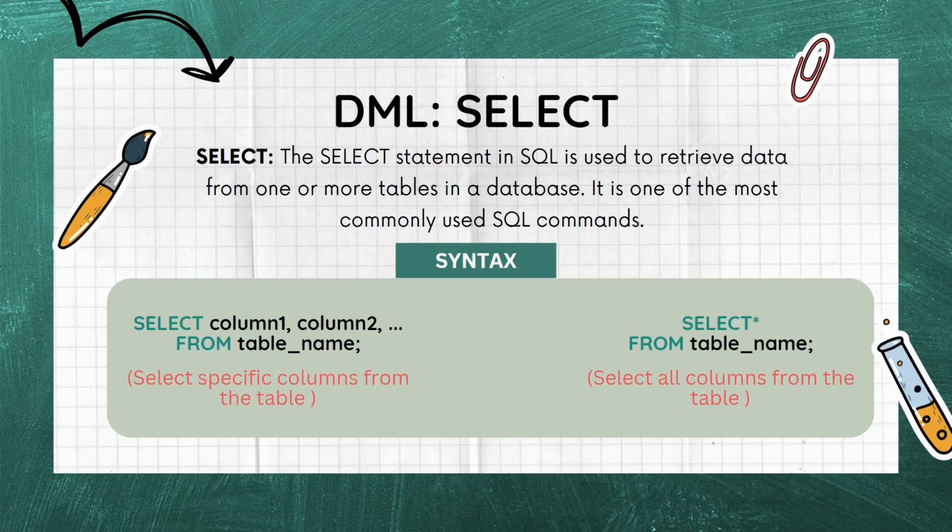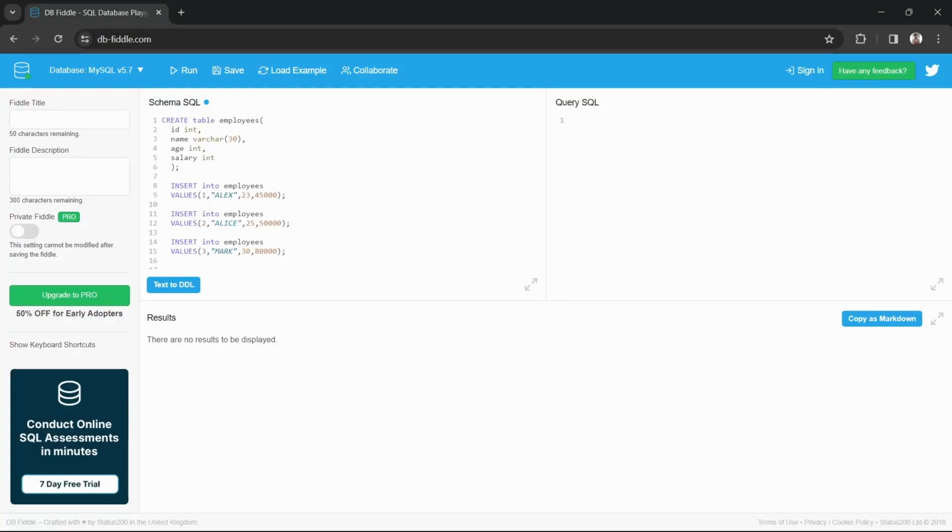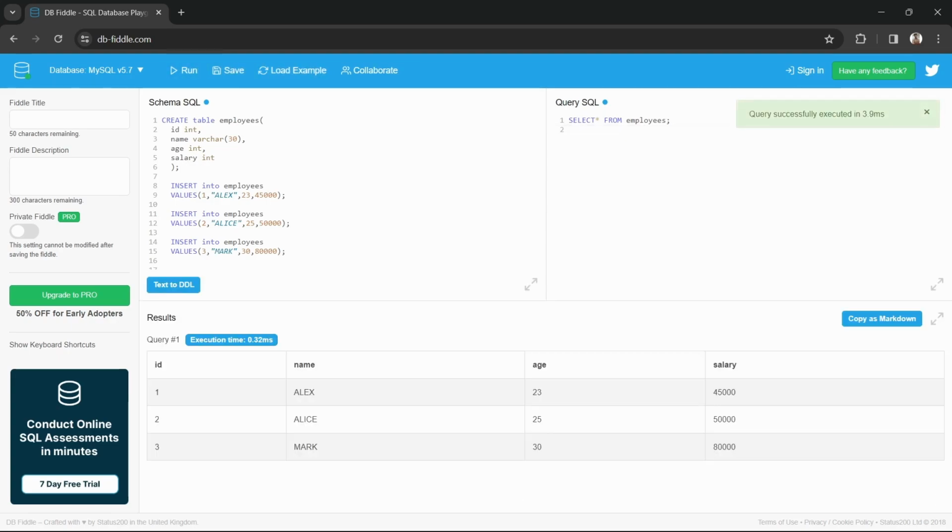Now let's look at an example. Display only the ID and name column from the table employees. So if you want to do that, you will write the syntax select ID, comma, name from the table, that is employees. Now coming back to dbfiddle, if you want to see the entire table, we will write select star from employees. And once we hit the run button, we can see the table that we just created before.